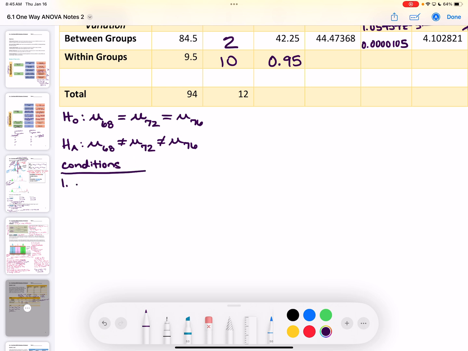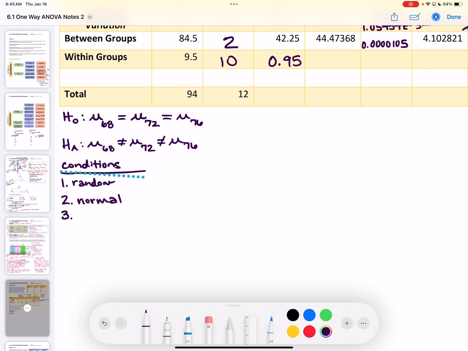So the first condition, just like first semester from you, was random. Second condition, normal, which if you have a sample of 30 or more, you're good, right? Because of the central limit theorem. It says that the sample will be normal and the population will be normal. If you don't, you have to check the probability plot. Everybody remember that from first semester? You check the probability plot in your calculator. It's the last option to the far right, and you make sure that it's approximately linear.